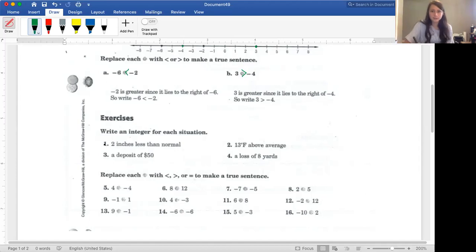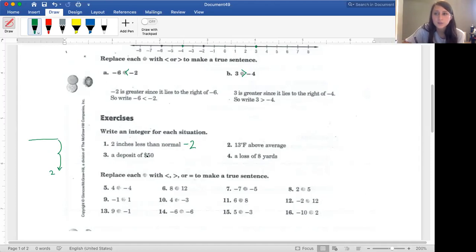So let's read number 1. 2 inches less than normal. So if normal is right here and you're 2 inches less, you're below normal. So you would be at the -2, right? 2 inches less than normal, okay?